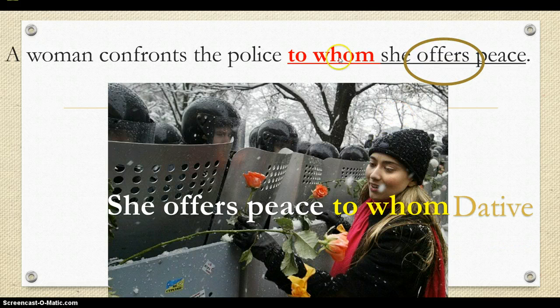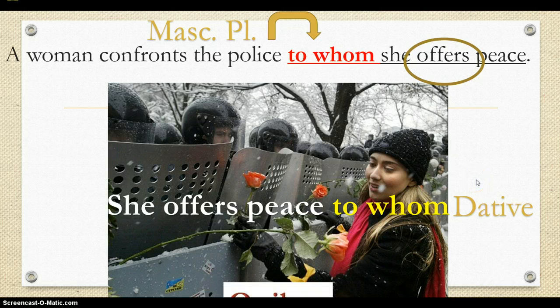Now we have to look back at who it's referring to. It's referring to the police. You can see from here the police are plural and they're masculine. So after we look at our antecedent, we know it's masculine plural and we know we need the dative. So if we look at your chart, it's quibus.